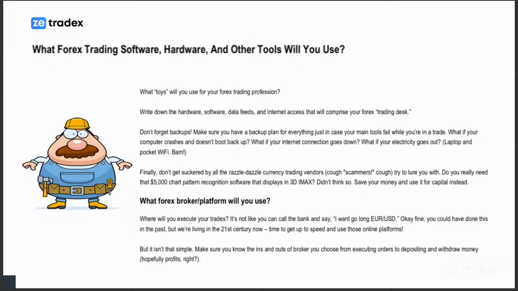You make sure you know the ins and outs of your broker, from executing orders to depositing and withdrawing money and hopefully profits, right? Yeah. So Ztradex gives you a majority of advantages, and today we're going to be talking much about Ztradex advantages for clients and for partners. Stay glued in.